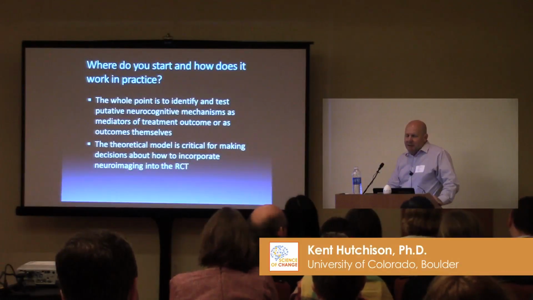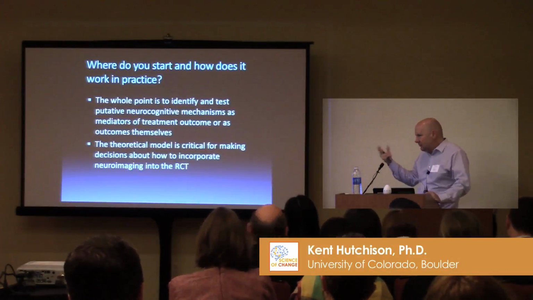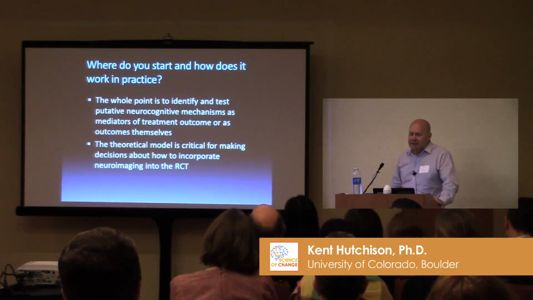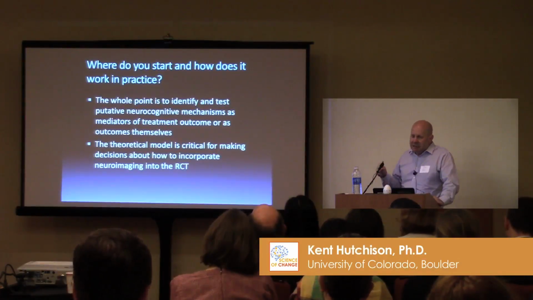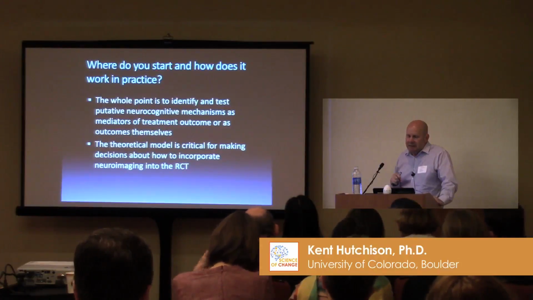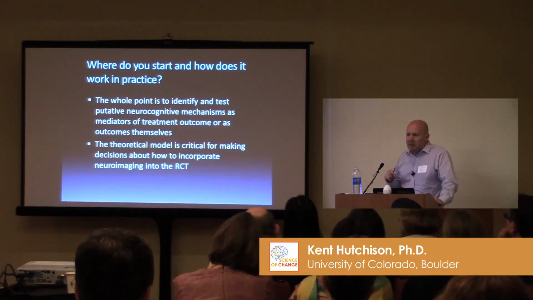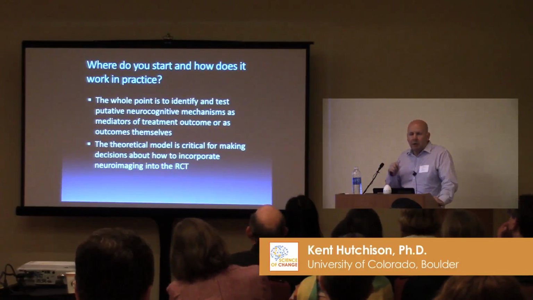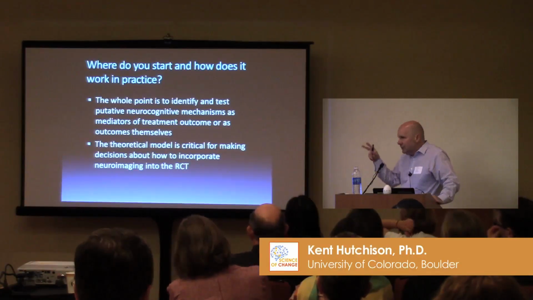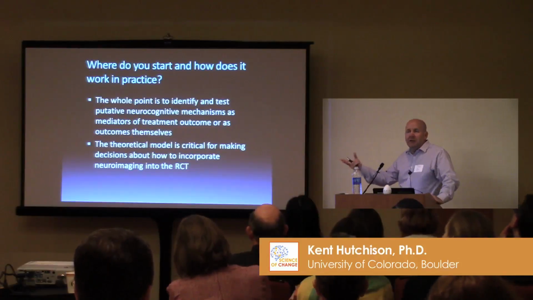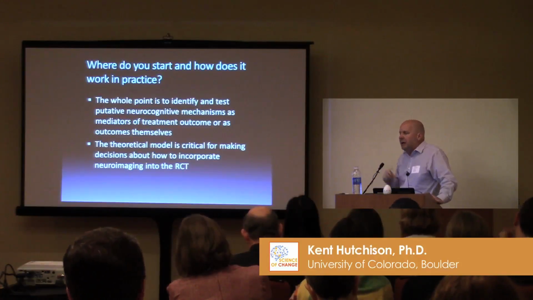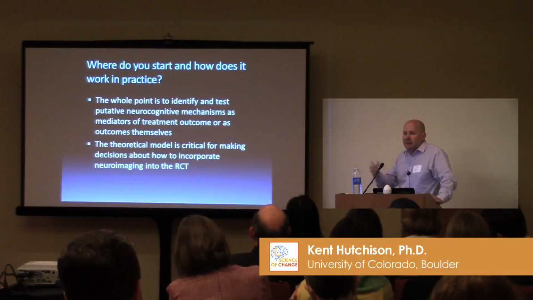So where do you start, and how does this work in practice? I think you saw some information already about some of this. But the whole point is to identify and test putative neurocognitive mechanisms as mediators of treatment outcome, as mediators between your treatment and behavior change. And so one of the important pieces here, I think, is having a theoretical model. That's really important in terms of making decisions about how to incorporate neuroimaging into your clinical trial. What I'm going to try to do in the next few slides is use an example of a theoretical model that we have been using, and illustrate how it's really important to go back to that model and think about how it informs your decisions about how to incorporate neuroimaging.